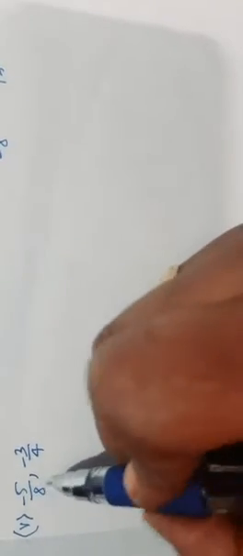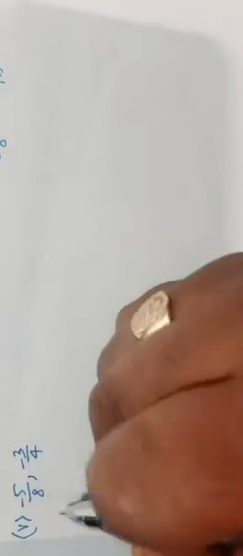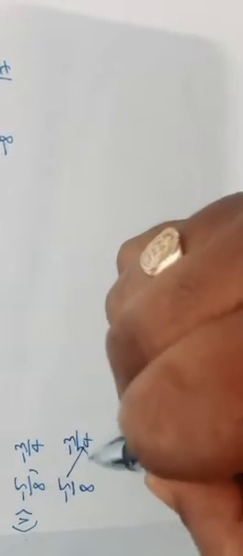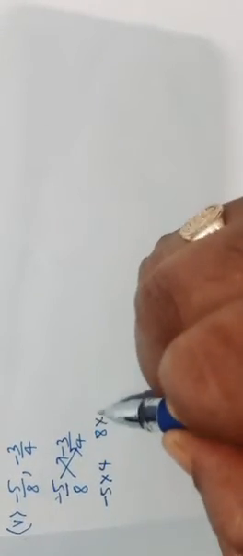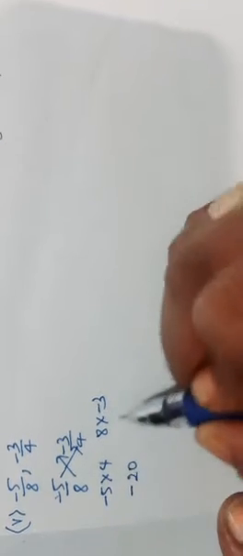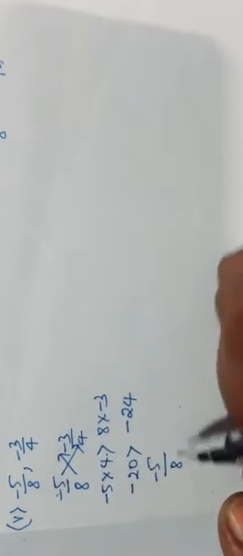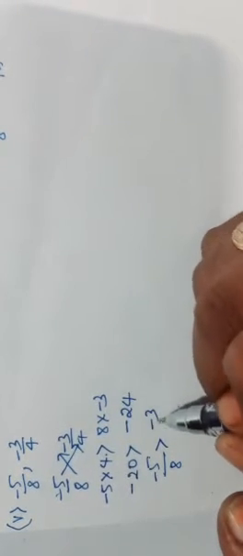Children, next we have minus 5 by 8 and minus 3 by 4. Take the two rational numbers and then cross multiply. First, we have to multiply minus 5 into 4 and 8 into minus 3. Minus into plus is minus, 5 4s are 20. Minus into plus is minus again, 8 3s are 24. Therefore, minus 20 is greater than minus 24. We can write that minus 5 by 8 is greater than minus 3 by 4.